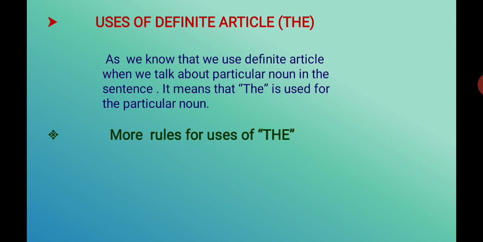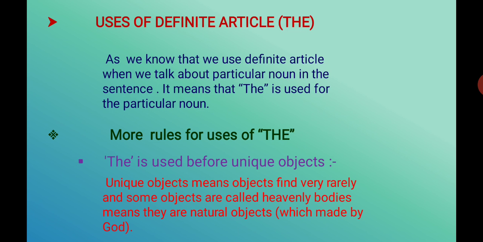Let's revise more rules of uses of the. First rule is: the is used before unique objects. Now you have a question in your mind. What are the unique objects?